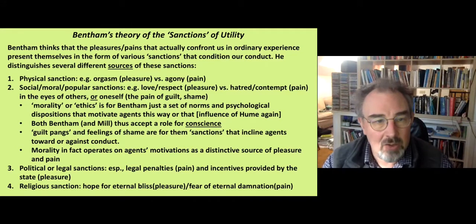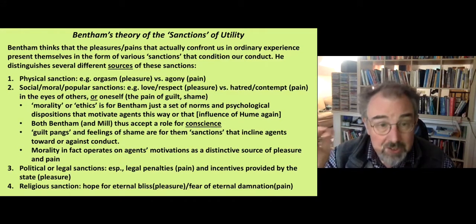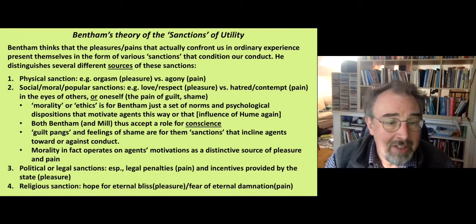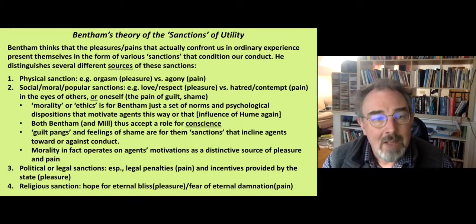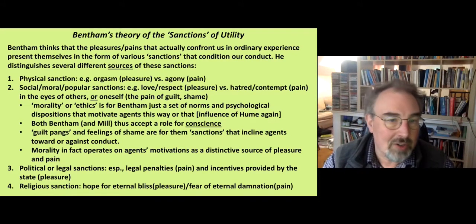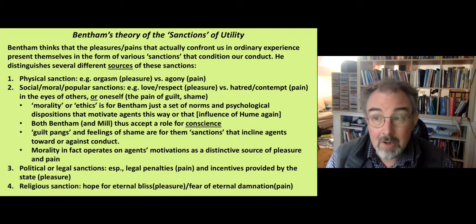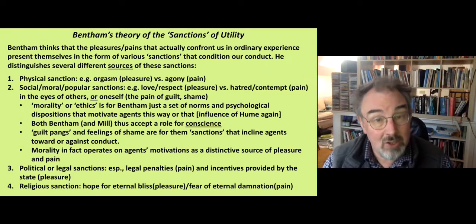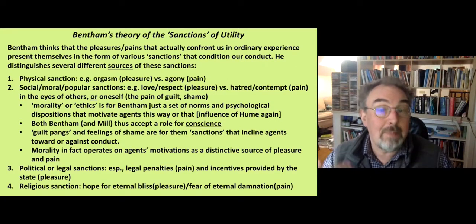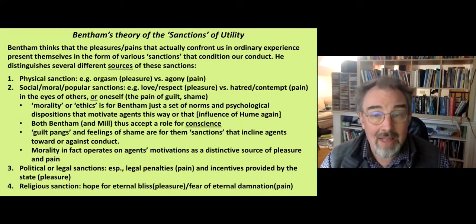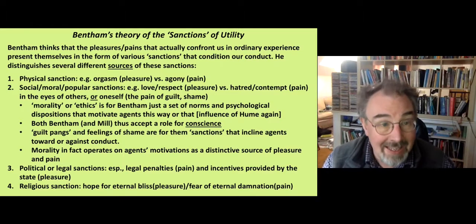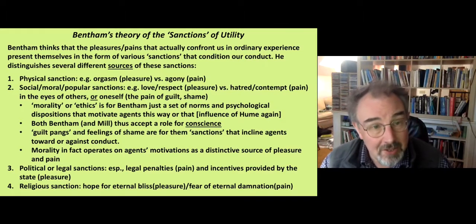In the Deontology, he distinguishes 5 different kinds of sanctions. I'm going to conflate them into 4, which is consistent with some of his other writings. There are physical sanctions, there are social, moral, or as he sometimes says, popular sanctions, there are political or legal sanctions, and there are religious sanctions. And each of these refers to a particular source in human experience of pleasures and pains that condition how we confront the choices that we face day to day. So let's talk a little bit about each of these in turn.